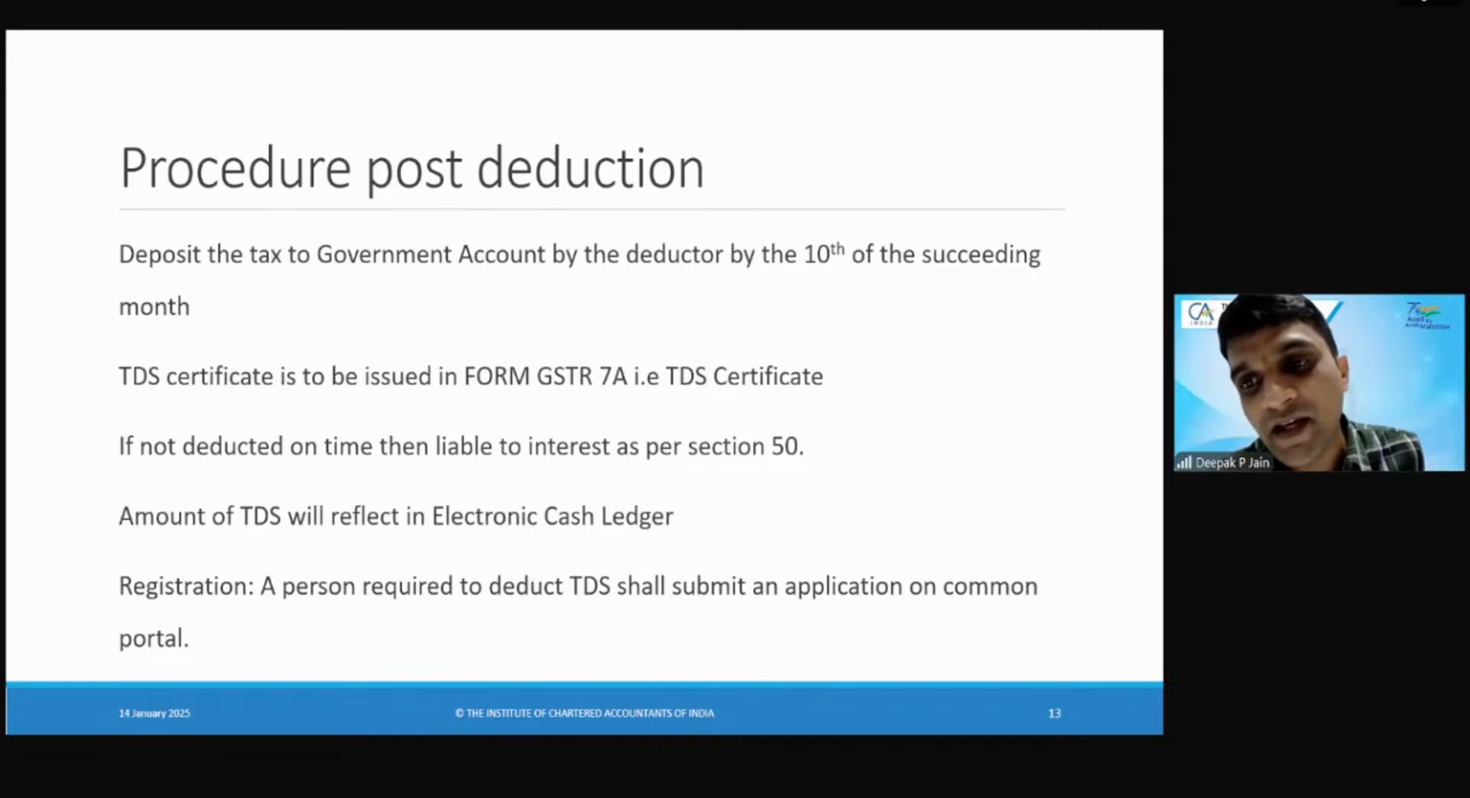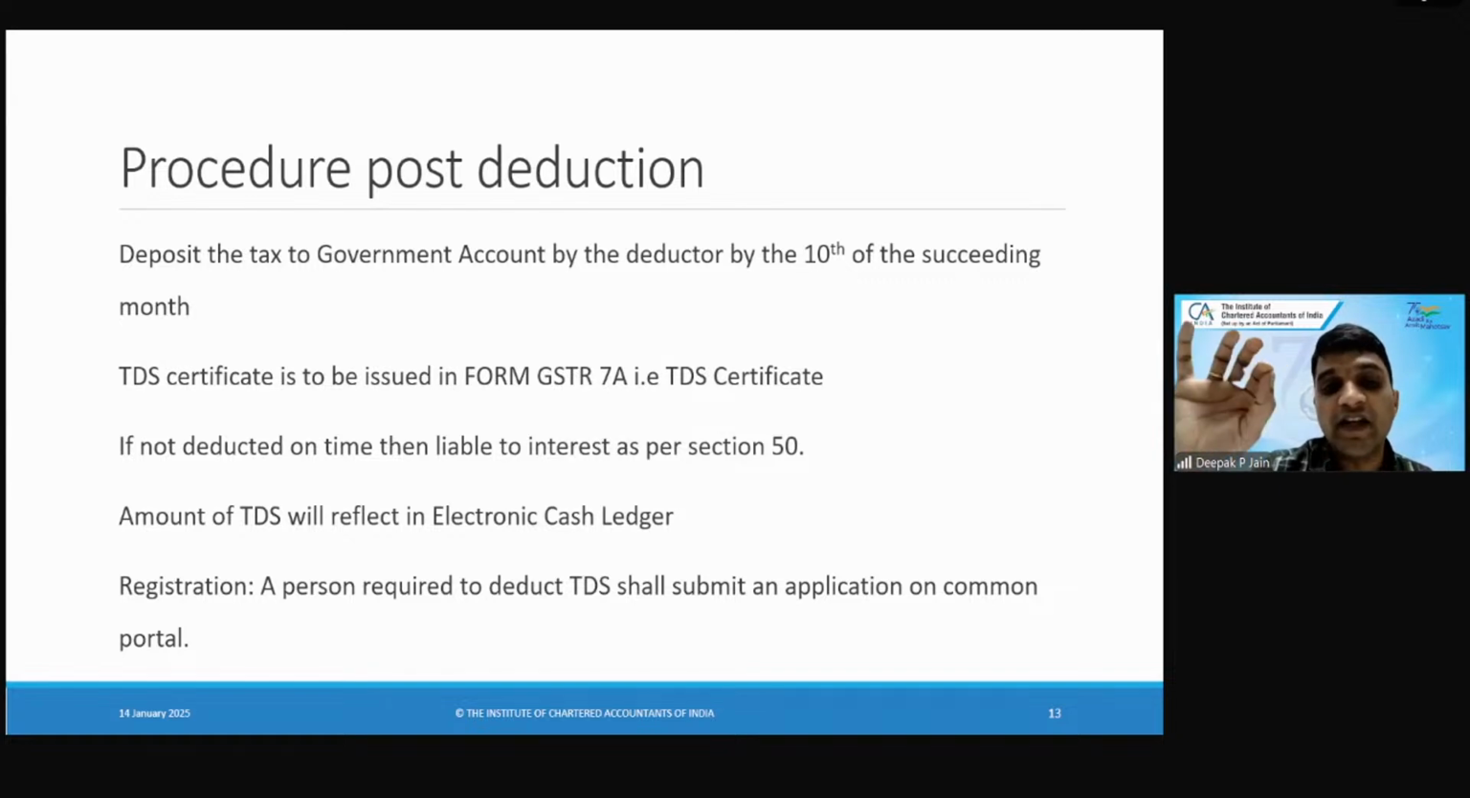For whatever supply there is now, he will have to deduct the TDS, and that TDS amount he has to deposit into the GST portal by the 10th, and he has to issue a TDS certificate in form GSTR 7A. That is the relevant form, GSTR 7A, which he will have to give to the recipient. It will all be online itself.